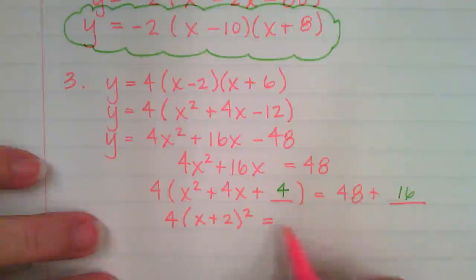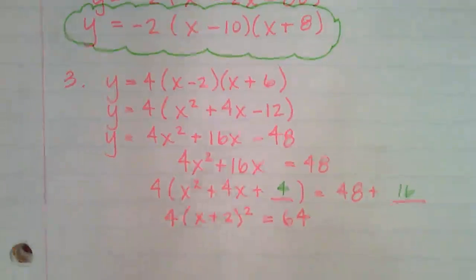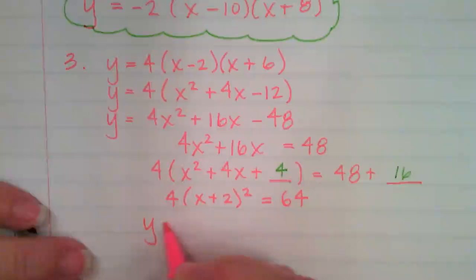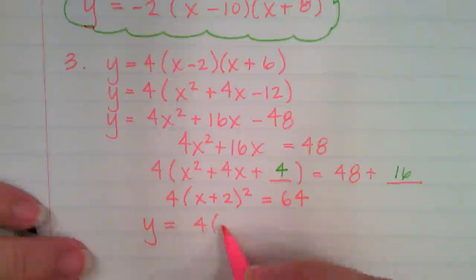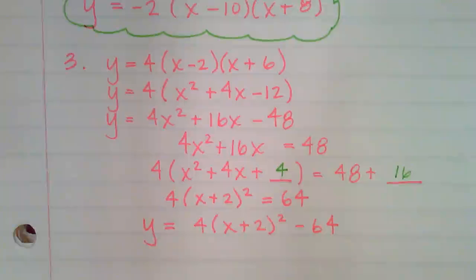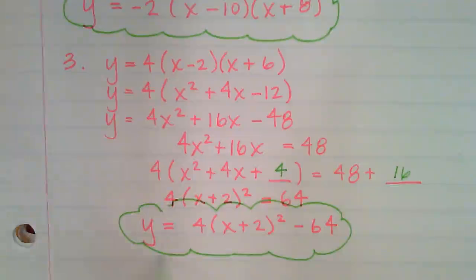And that looks like that's 64. So at this point, all I need to do is to bring the 64 back over. So y equals 4 times x plus 2 squared minus 64. And that is vertex form. All right. So far, so good.